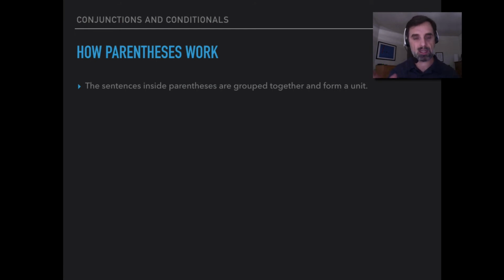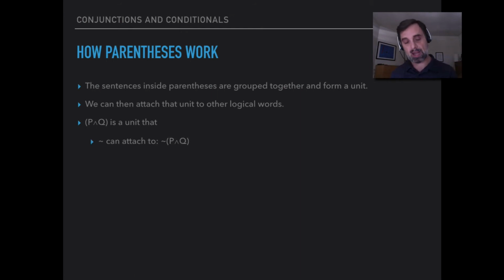The sentences inside the parentheses are grouped together. They form a unit, and then we can attach that unit to other logical words. So if we say P conjunction Q and then put parentheses around them, we formed a unit, and we can then attach other symbols to that. So we could attach a negation sign to it, and then we have not a conjunction, but the denial of a conjunction. Or we could attach it to an arrow, and we could put the P and Q with parentheses around it in the consequent or in the antecedent, and we'd put something else in the antecedent or consequent, or maybe the same thing if we wanted to.